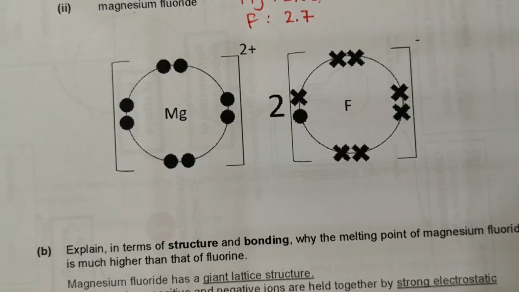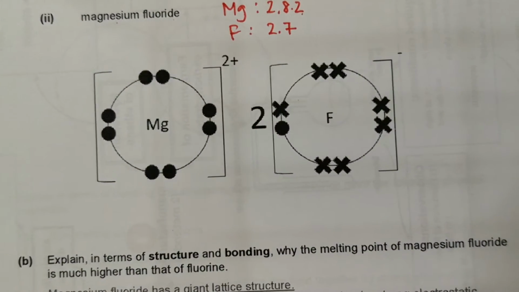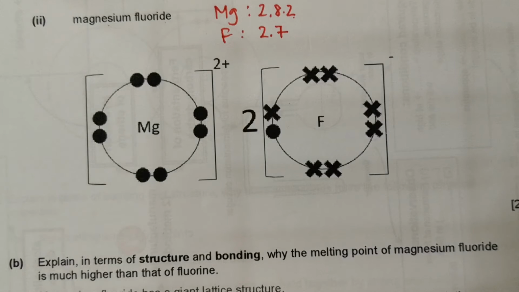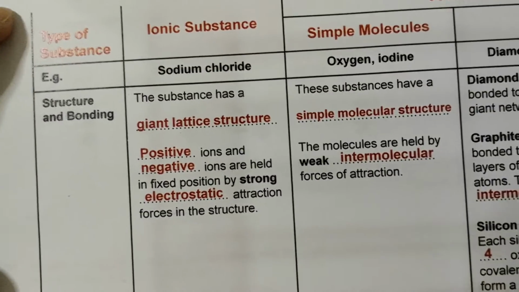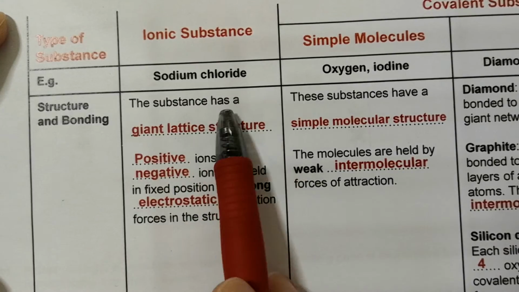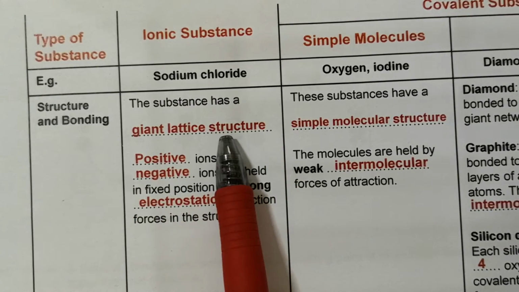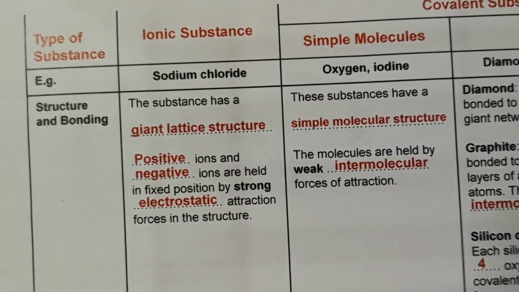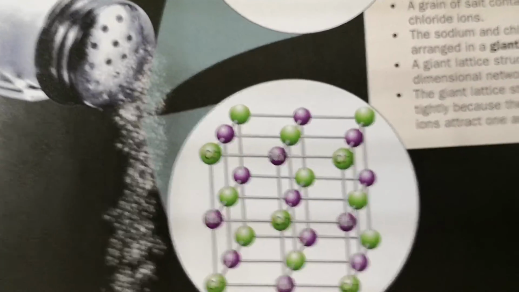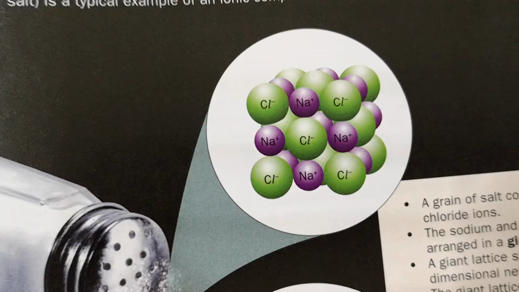Okay, now the next question. Explain in terms of structure and bonding why the melting point of magnesium fluoride is much higher than that of fluorine. This one is about structure and bonding. If you refer to the mind map, or in fact your textbook also has it, you can see ionic substances have a giant lattice structure. Let's take a look at what this giant lattice structure is. In your textbook, it looks like this.